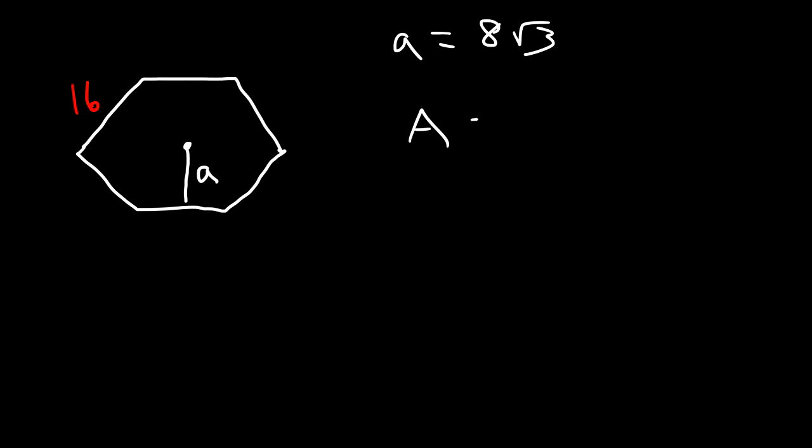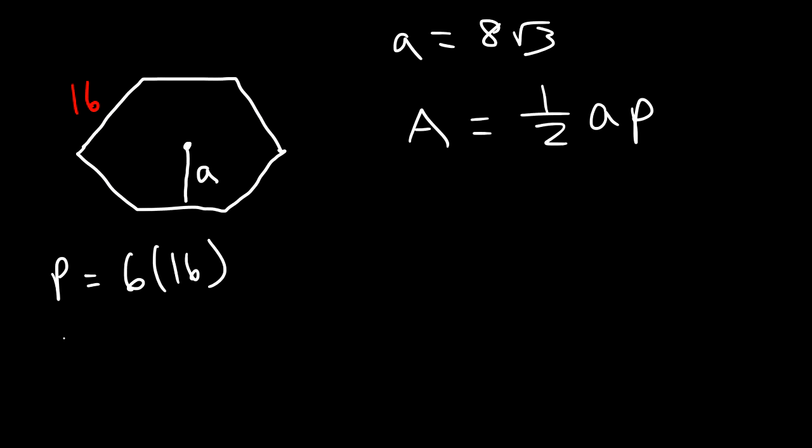The area for any regular polygon is 1/2 times the apothem times the perimeter. Now, what is the perimeter of this particular hexagon? Because it's a regular hexagon, all 6 sides are congruent, so they're all equal to 16. So the perimeter is going to be 6 times 16. It's adding 16 6 times. 6 times 16 is 96.